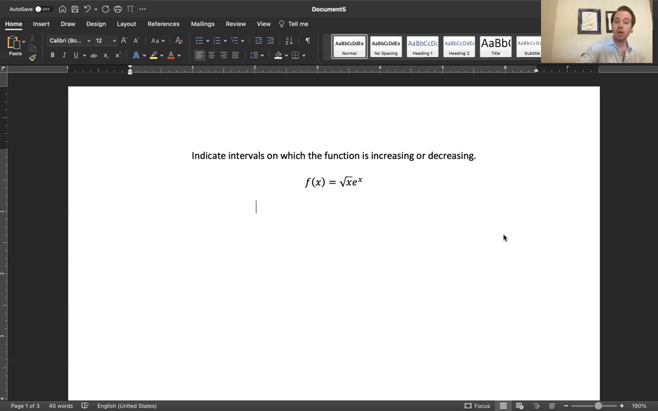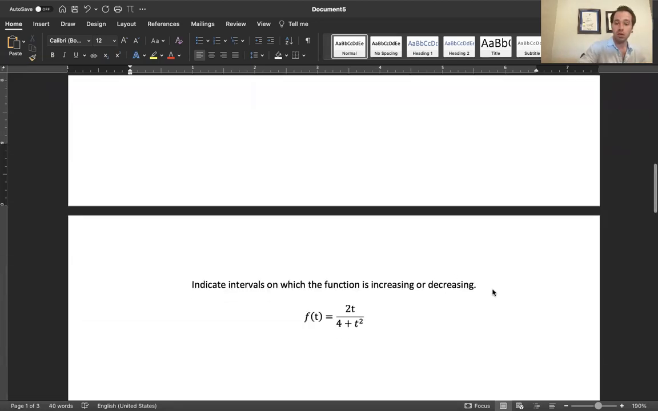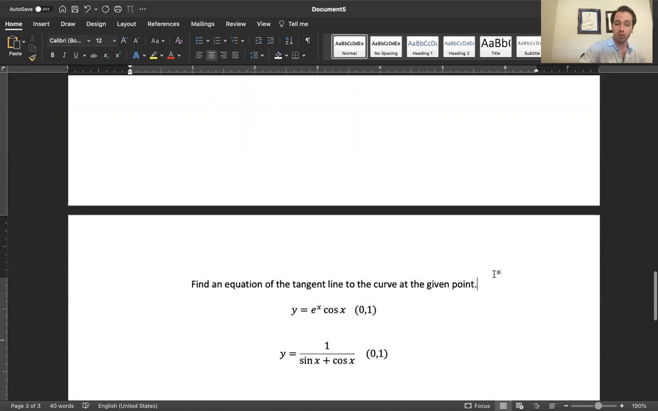So, hang on, let me get rid of the cursor. That thing always has a nasty habit of showing up when I don't want it.